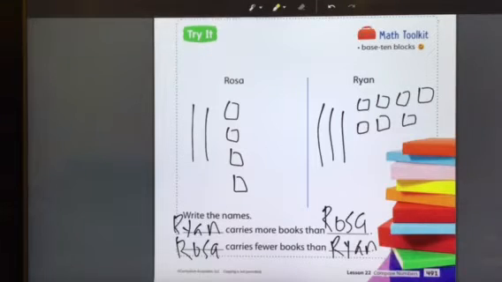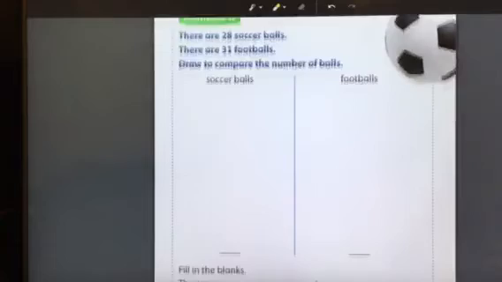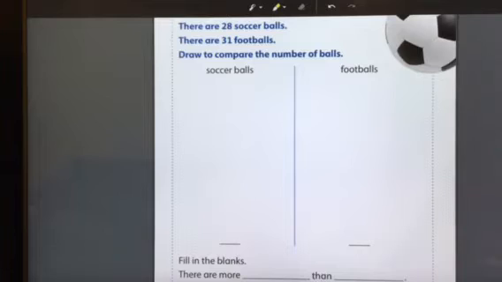Then you can flip your page over and there's a problem that is similar to the one that we just did. There are 28 soccer balls. There are 31 footballs. Draw to compare the number of balls. So you're comparing the number of soccer balls to the number of footballs. I'm going to read the problem again. Be thinking about what you're going to draw under here for soccer balls and what you're going to draw under here for footballs. There are 28 soccer balls. There are 31 footballs. Draw to compare the number of balls.